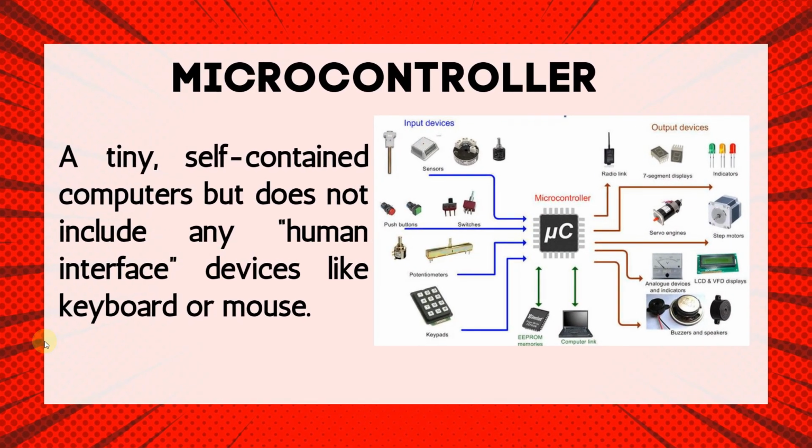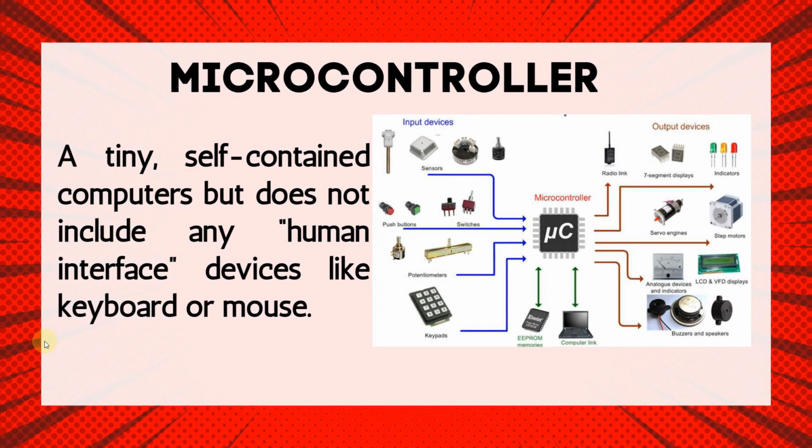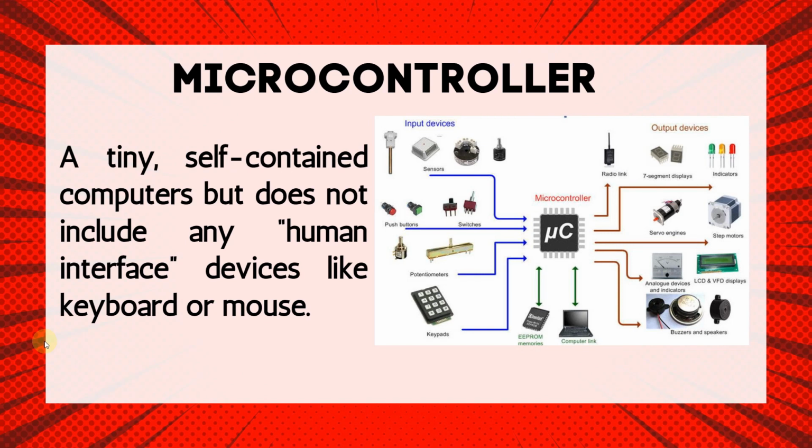Microcontrollers are tiny self-contained computers but do not include any human interface device like a keyboard or mouse. They are often called a computer on a chip. But unlike a general purpose computer, a microcontroller is designed for control and measurement applications. Another term for microcontroller is embedded chip because a microcontroller is often built into, or embedded in, the device it controls. Some examples of microcontrollers use input devices such as sensors, push buttons, switches, potentiometers, or keypads.